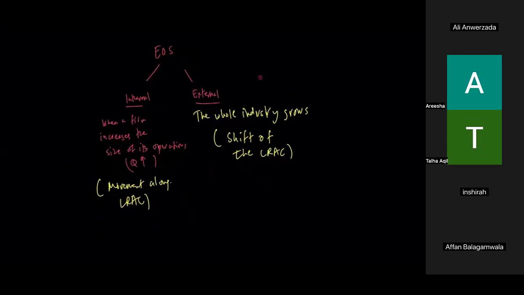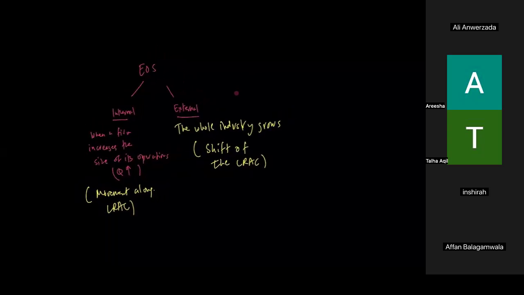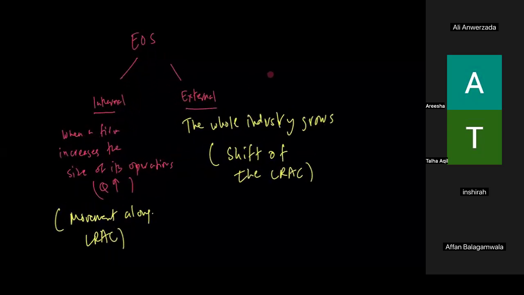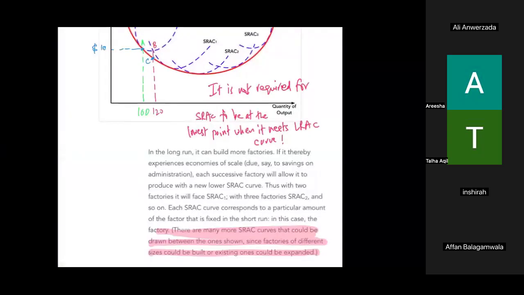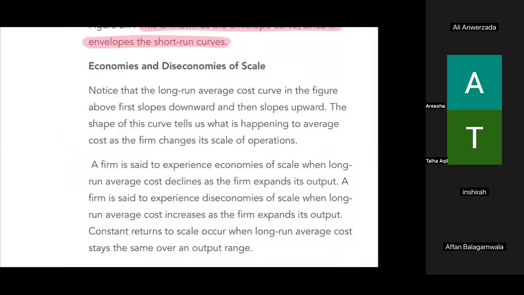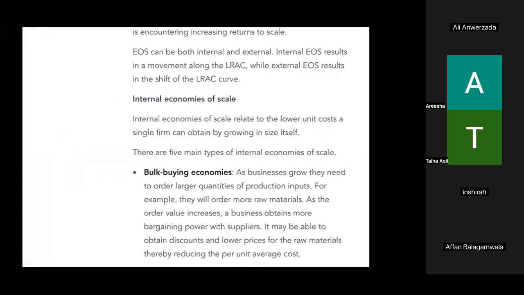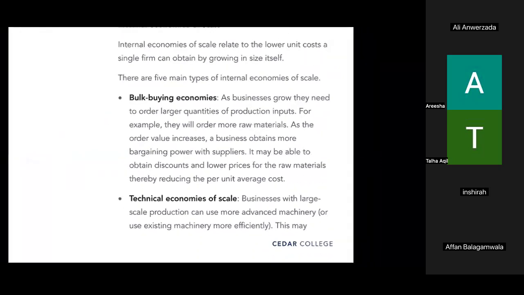Similarly, diseconomies of scale can also happen. Diseconomies of scale can be internal and external. We'll talk about that in a little while. But economies of scale basically means, when you say average cost is going down, that's what we call economies of scale, and it could be internal and external. So what are internal economies of scale? Let's talk about this. We say internal economies of scale basically can be of 5 types.